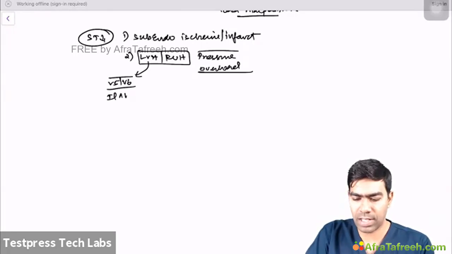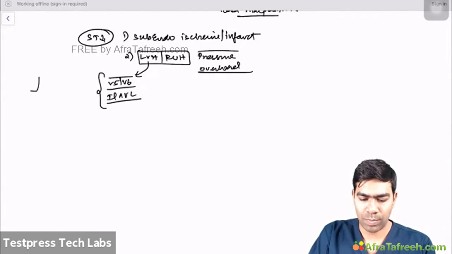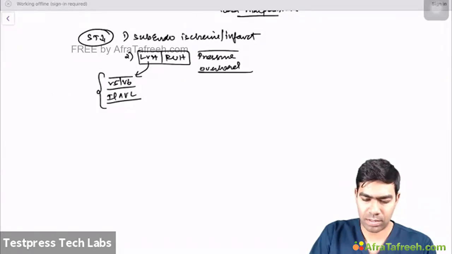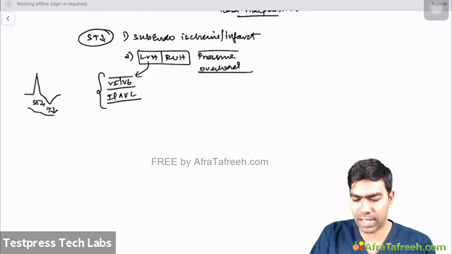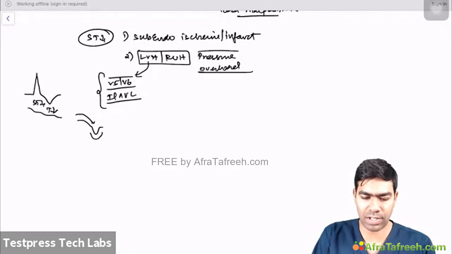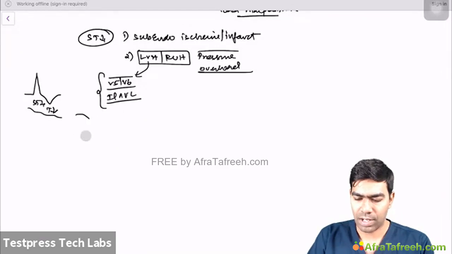So for example, in LVH, typically in V5, V6, and lead 1 and aVL, which directly see the left ventricle on the left side, you might see something like this. You will be seeing ST depression along with T wave inversion. This is very characteristic: ST depression and T wave inversion. That's very characteristic of left ventricular hypertrophy.